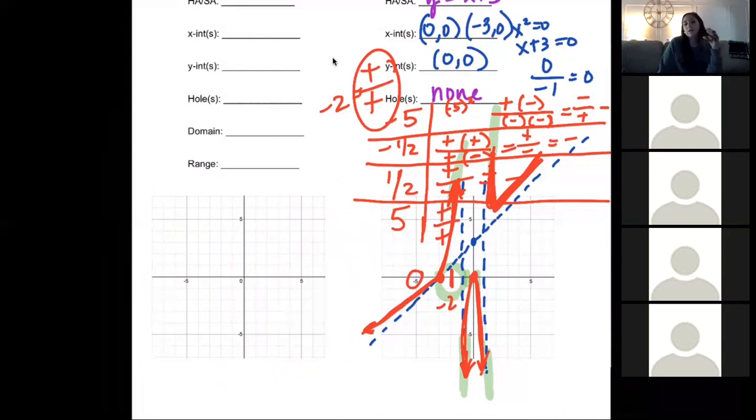Okay, and you want the slant asymptotes dotted lines? Yes. Okay. And so the slant can cross the vertical asymptotes, but nothing else can? Correct. Thank you.